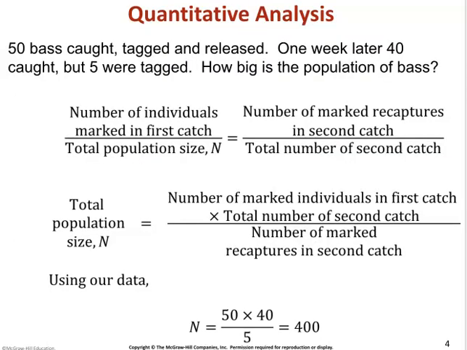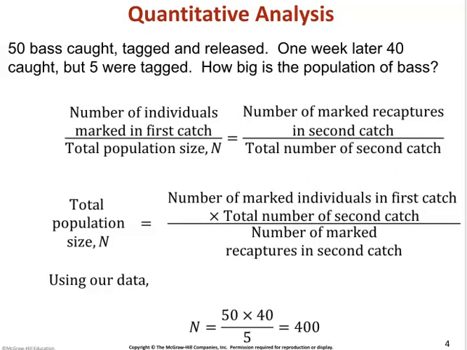So when we look at quantitative analysis, we're looking at a population size, and the population size is equal to the number of marked individuals in the first catch times the number of individuals in the second catch, divided by the number of marked recaptures in the second catch. So if we caught 50 bass, tagged them and released them, a week later we go out and catch another 50 bass. 5 of them were already tagged. How big is the population?